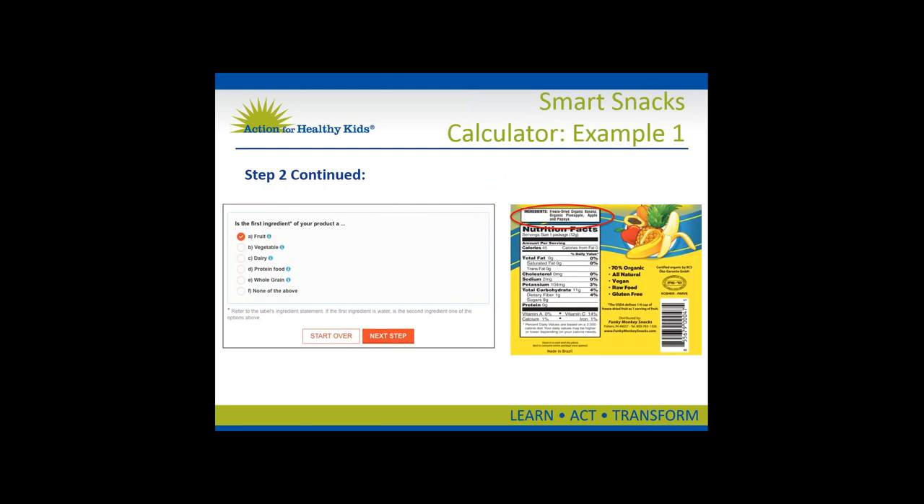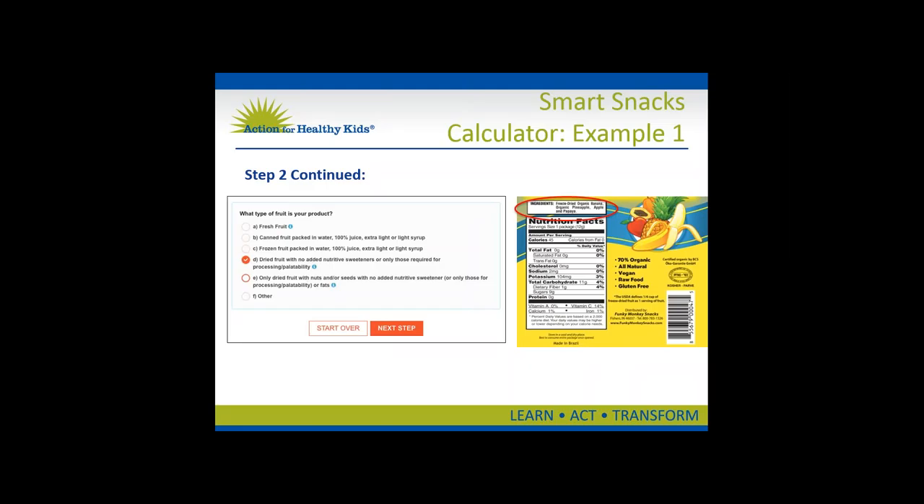If you continue to follow the prompts, the calculator will then ask you what is the first ingredient of your product. It is important to refer to the label's ingredient statement. If the first ingredient is water, then use the second ingredient to choose one of the options. Again, refer to the blue eye next to each choice if needing clarification on how each ingredient is defined. For our example, you can see, if you look where the red is circled, that the first ingredient is fruit.